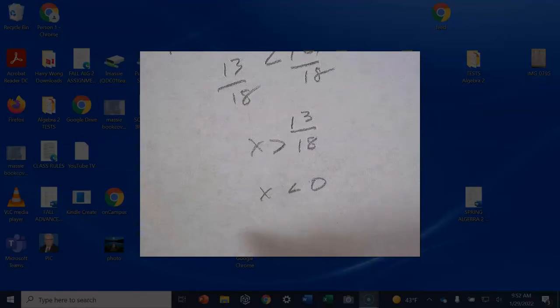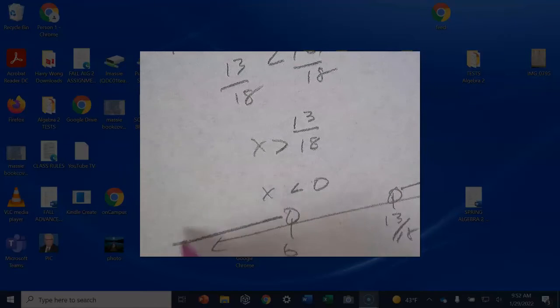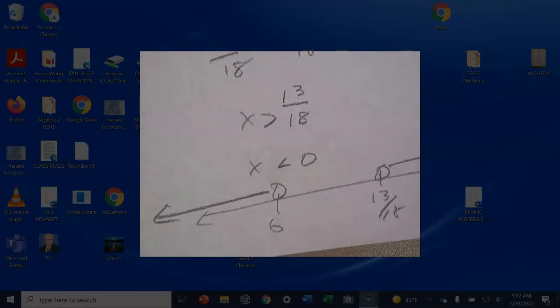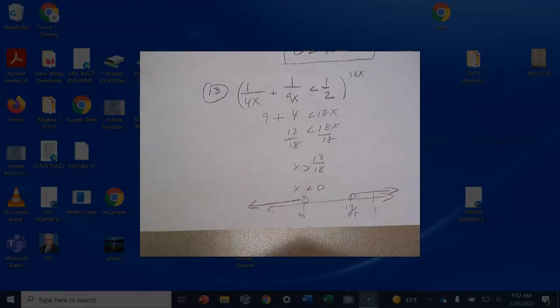So if you think about this in number line terms, there's 0, there's 1. Here's 13/18. I got to be bigger than that, and I got to be smaller than that. Okay, so this is a thumbs out one right there. Well, 13, and there we go.